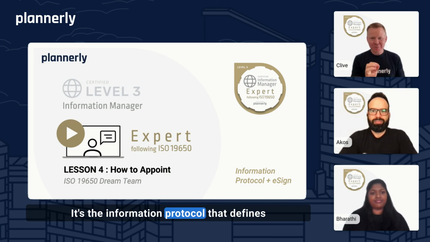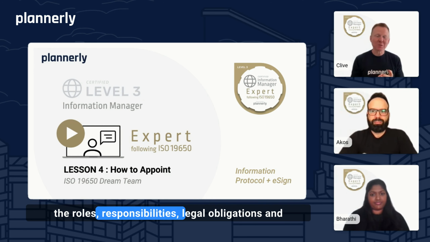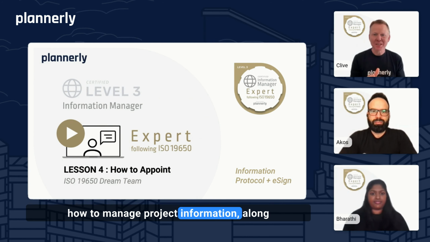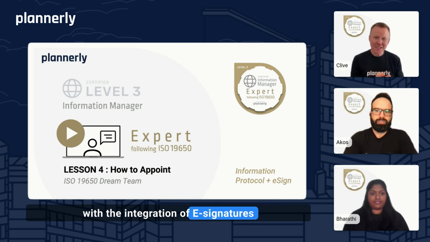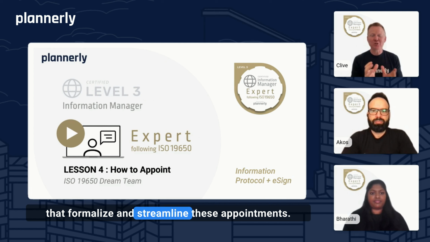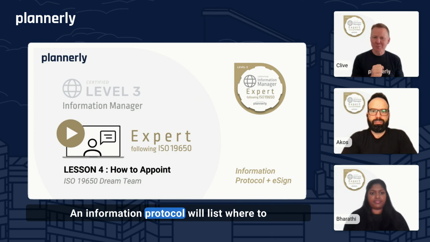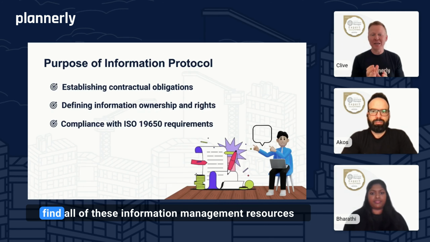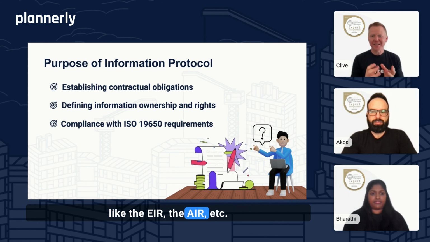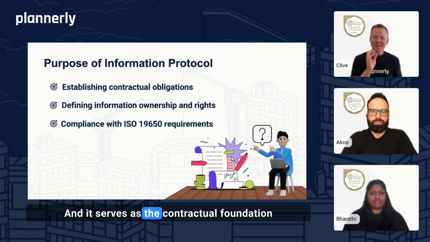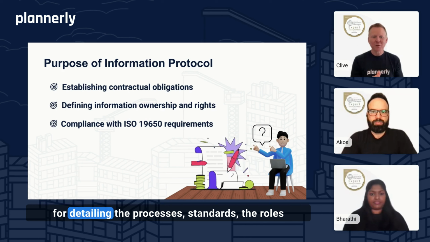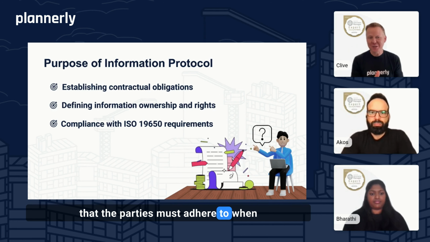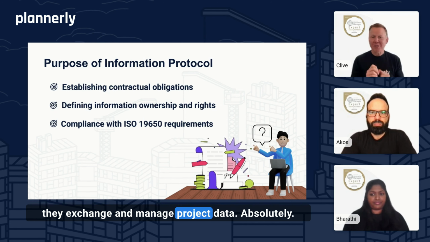It's the information protocol that defines the roles, responsibilities, legal obligations, and how to manage project information, along with the integration of e-signatures that formalize and streamline these appointments. An information protocol will list where to find all of these information management resources, like the EIR, the AIR, etc. And it serves as the contractual foundation for detailing the processes, standards, the roles that the parties must adhere to when they exchange and manage project data.